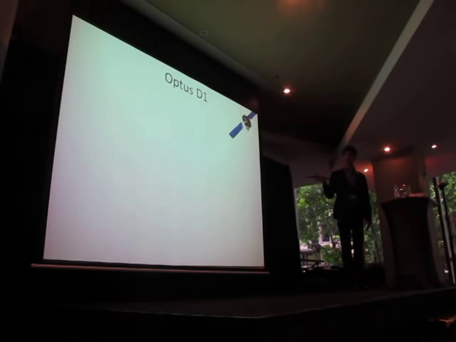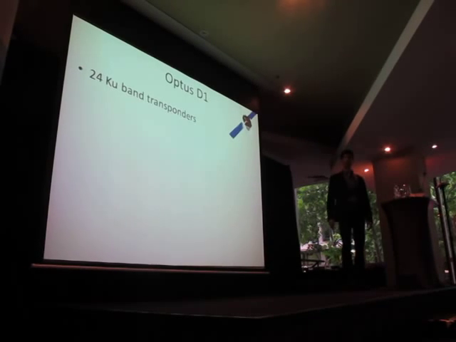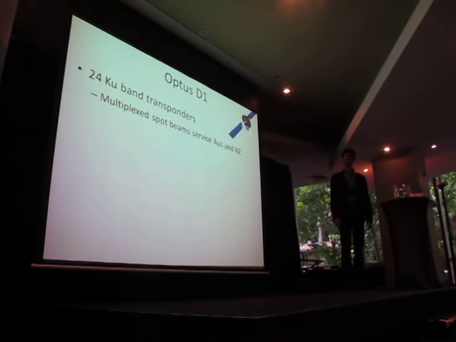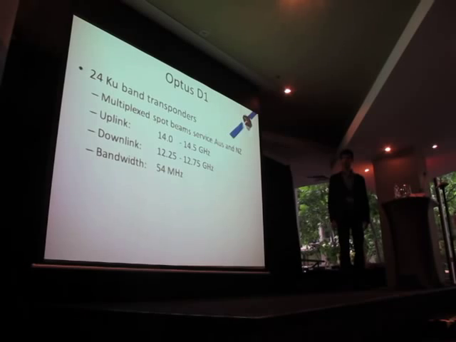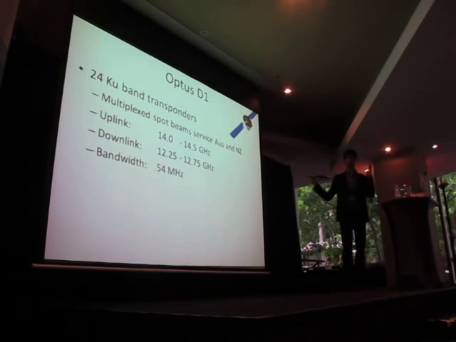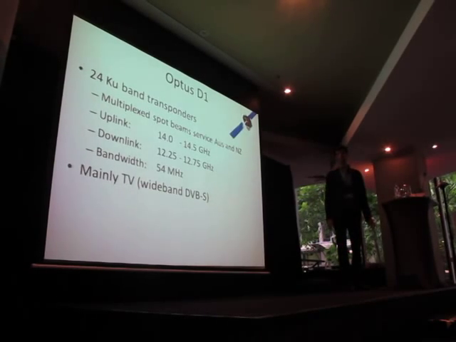This is our friendly Optus D1 satellite in the sky. It's got 24 transponders on there. It services Australia and New Zealand. It's got these frequencies on the up and the downlink. Each transponder is 54 megahertz wide. It's mainly used for TV.